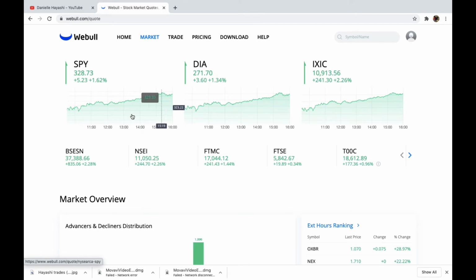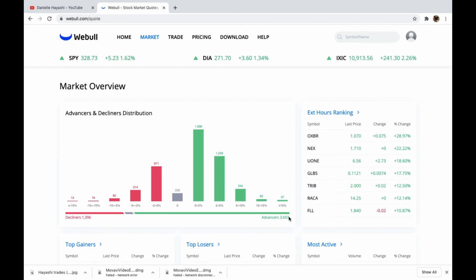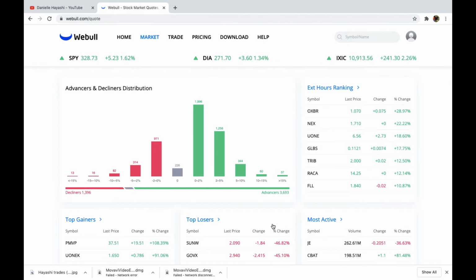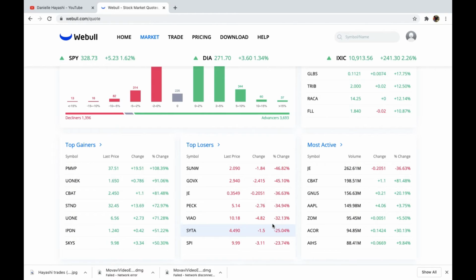So let's look at SPY, the Dow Jones, and the NASDAQ. It'll tell you that. It'll tell you more about other markets, the market overview. Okay, there's all these decliners, there's a lot of gainers, advancers. Okay, then it'll tell you the top gainers in the market, the top losers, the most actives, meaning the most volume.